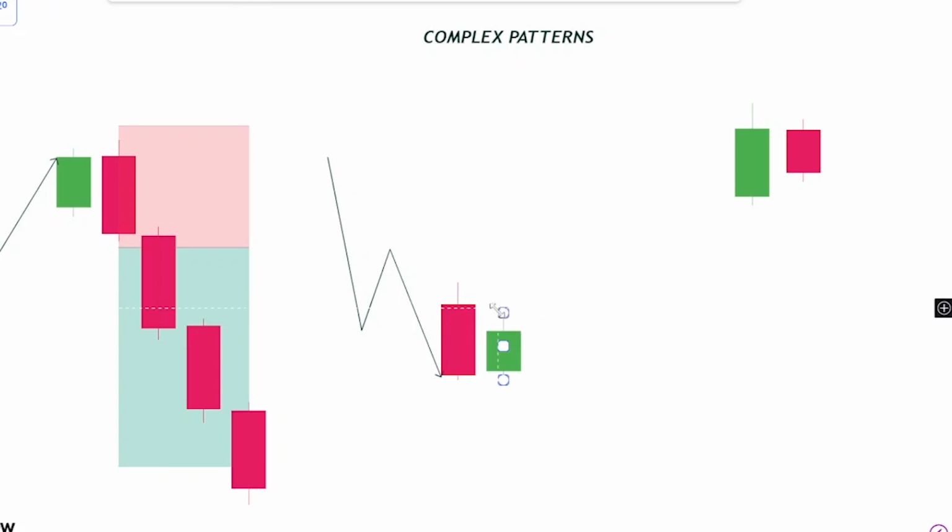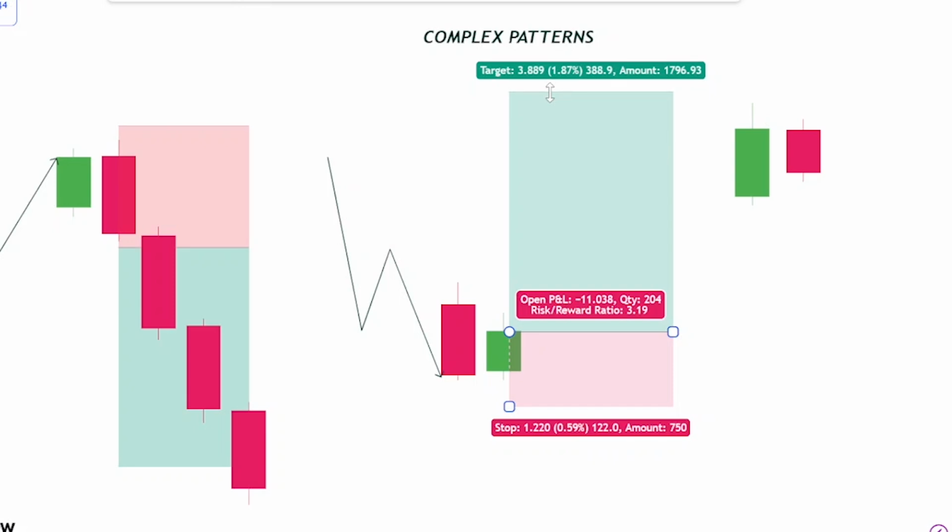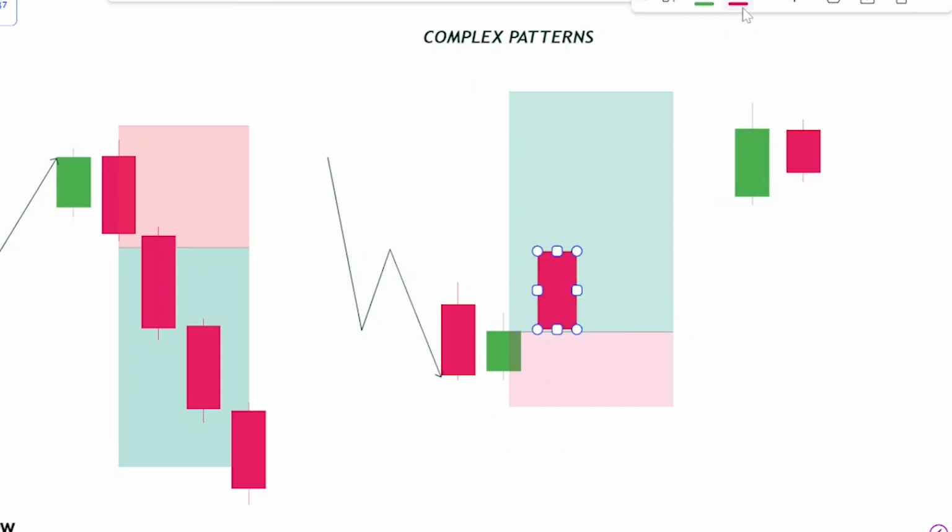Okay, we have an entry from this area by taking a buy. We are buying from that area, anticipating the market to move up, anticipating the buyers to dominate the market.